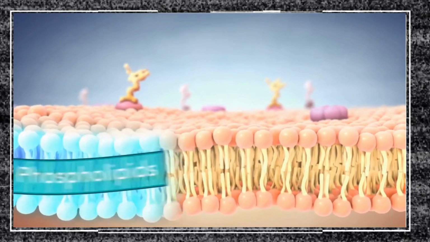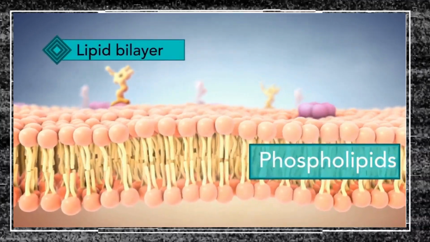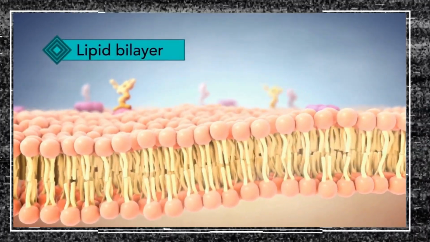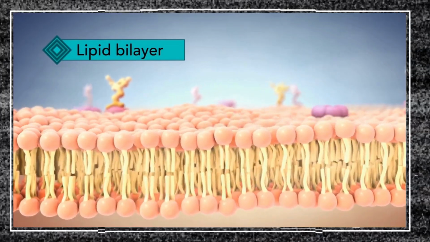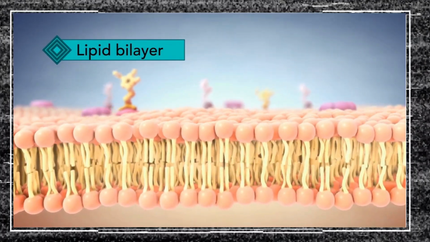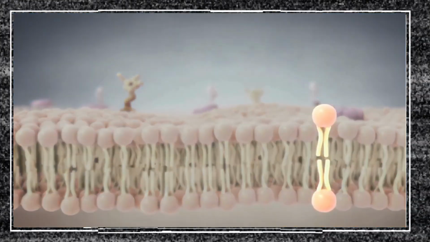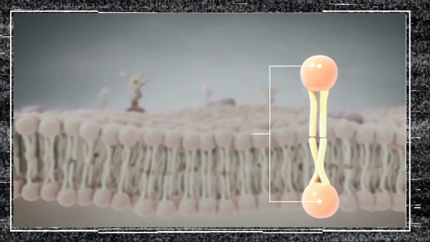The cell membrane has two layers of phospholipids, referred to as a lipid bilayer. The lipid bilayer isn't rigid. The phospholipids in it have the ability to move in a flexible, wave-like motion. Let's take a closer look at a few phospholipids.